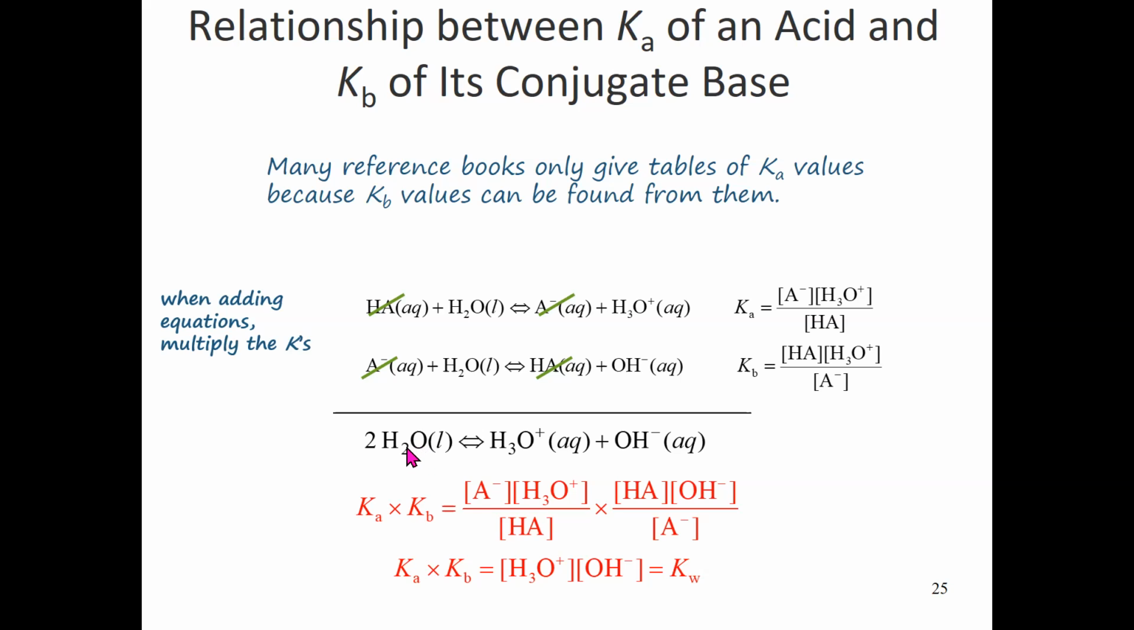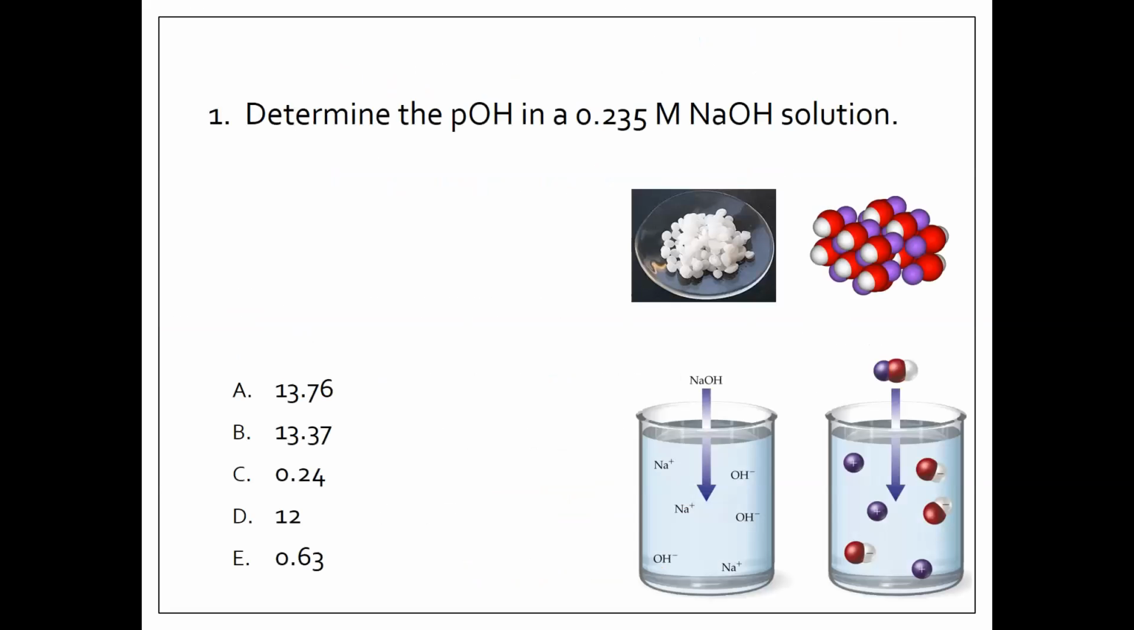Also notice that if we were to write the equilibrium constant for this reaction, products over reactants, it's the hydronium concentration times the concentration of the hydroxide, but the water is pure, so it doesn't show up in the equation. Okay, so there's a little background on the theory. Let's look at question 1.